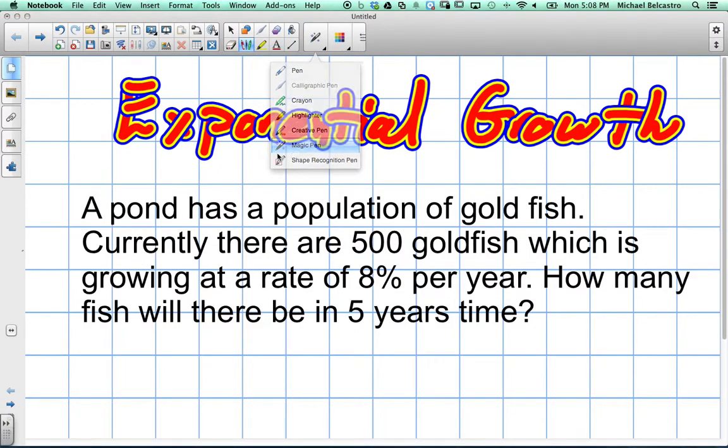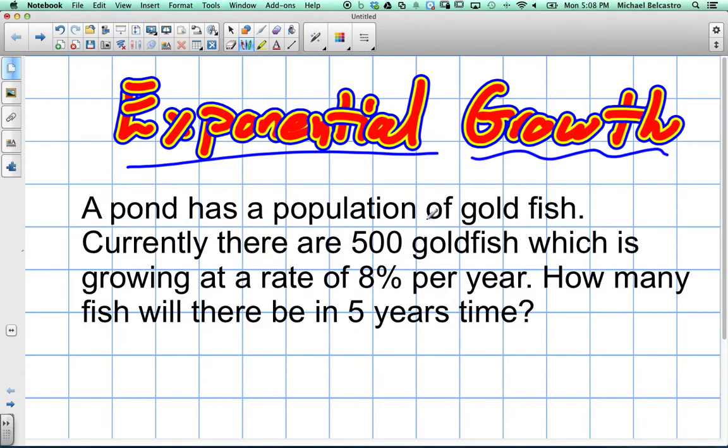Okay, we're going to go over exponential growth specifically. So the title kind of gives away the question. But the question says a pond has a population of goldfish. Currently there are 500 goldfish, which is growing at a rate of 8% per year. How many fish will there be in 5 years' time?